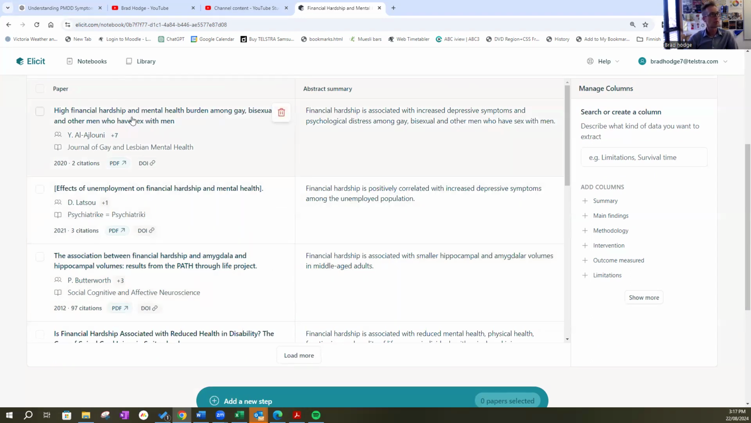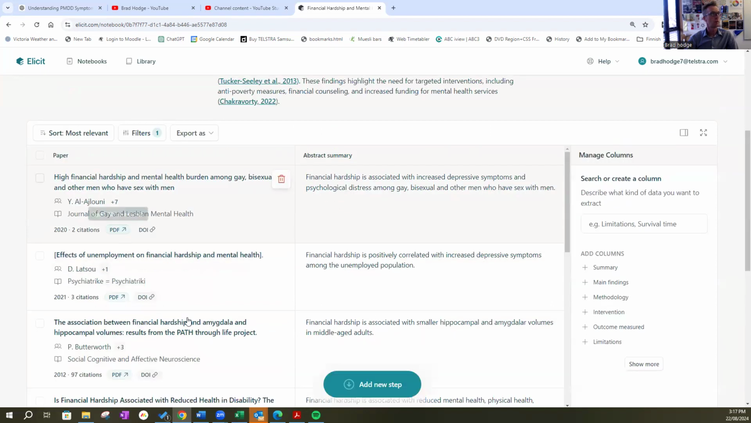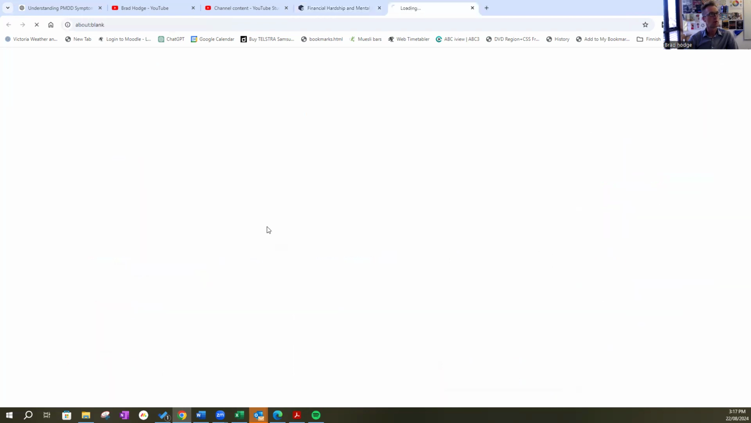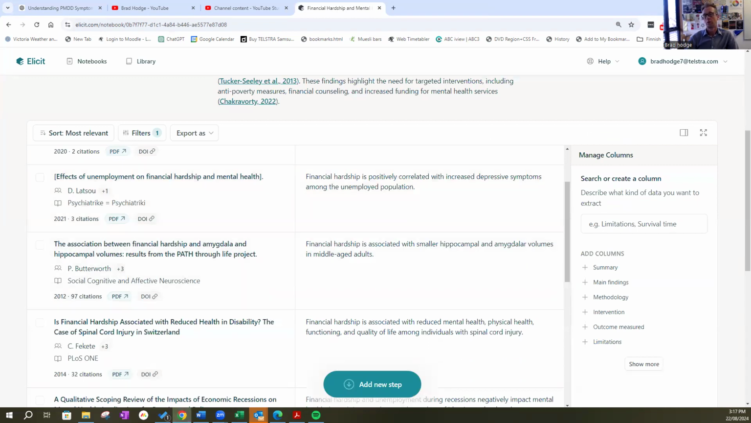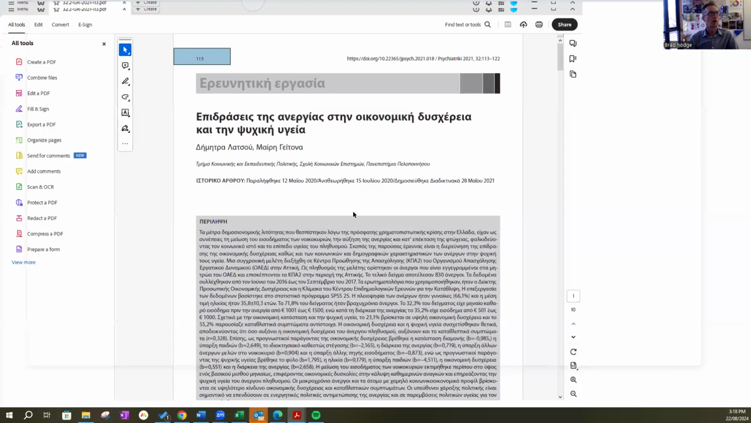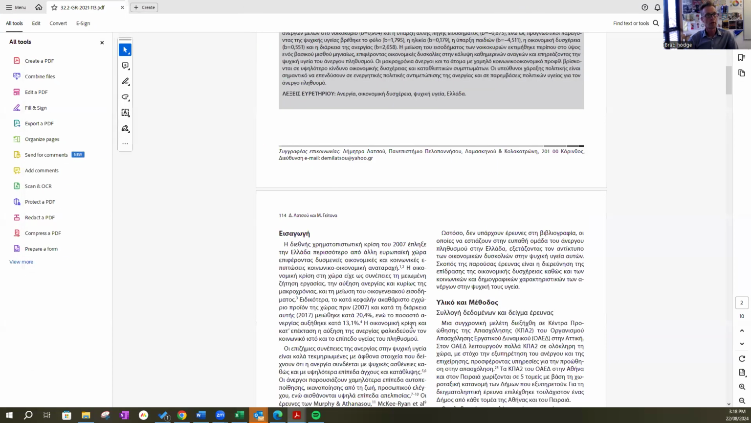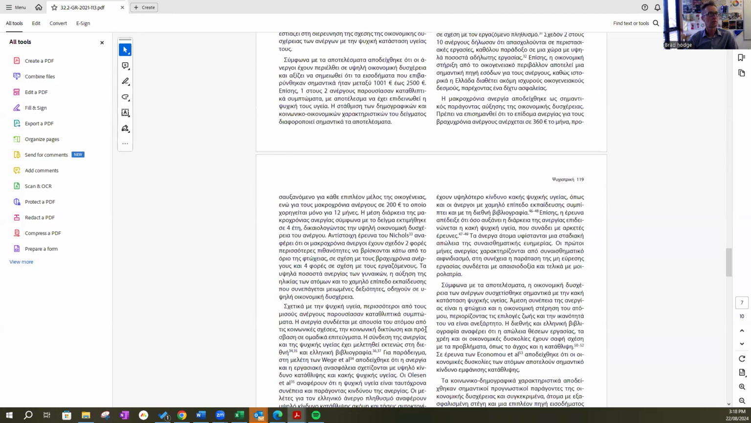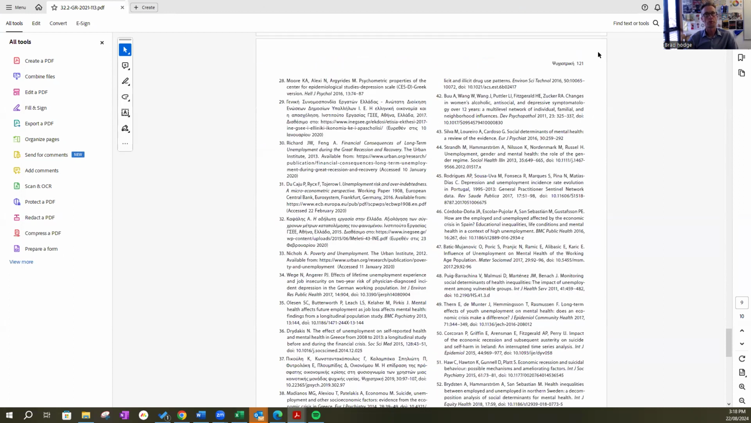Okay, so this paper that we weren't that interested in comes up with the PDF. Effects of unemployment on financial hardship and mental health. Now, this may or may not be relevant, but we can have a look at the PDF. So it will take you straight to the PDF. Oh, it's opening on the other screen. So then I've got that article here, right? Well, we don't need it for the sake of this. Looks like it's all in Greek. That's not going to be very helpful. So we'd eliminate that one pretty quick. Sometimes they have an English version at the bottom. Nope, all in Greek, not useful.